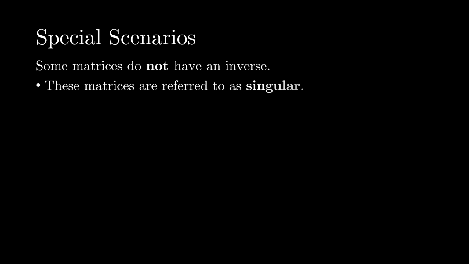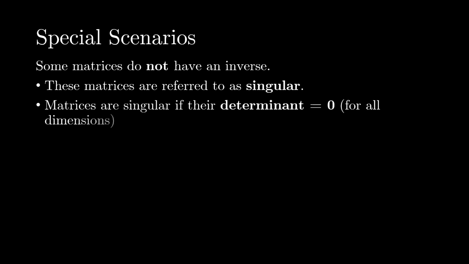So now let's cover some special instances. Some matrices that are square do not have an inverse. These matrices are referred to as singular matrices. Matrices are singular if their determinant is 0 and this applies for all dimensions of square matrix.